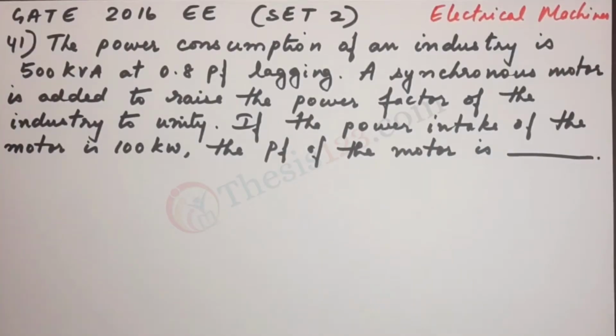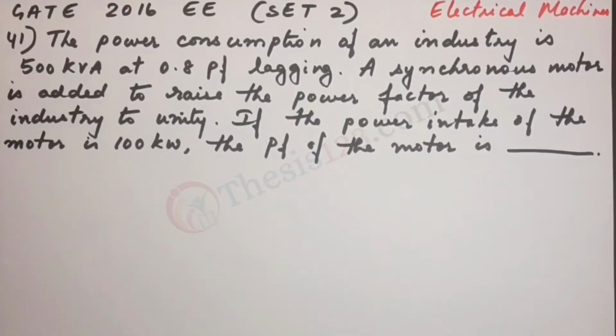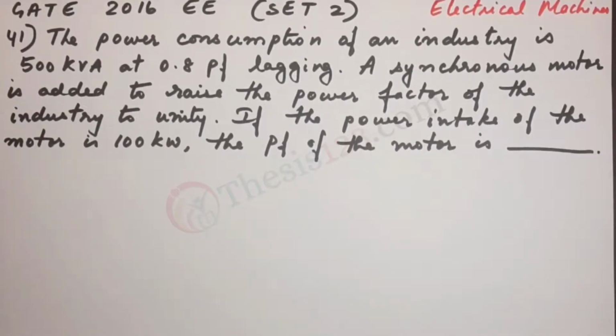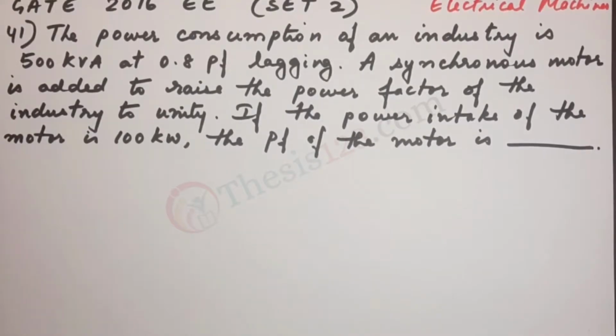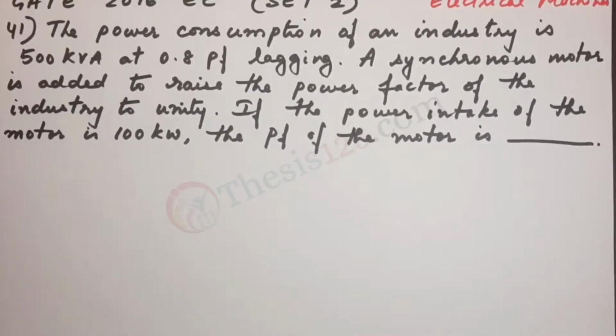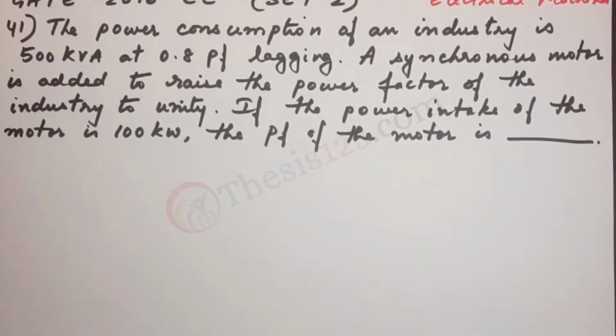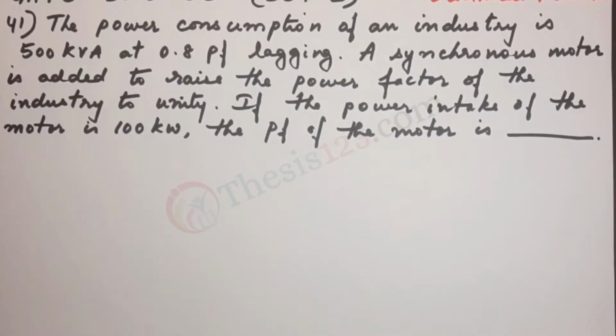Here's the next question, number 41. The power consumption of an industry is 500 kVA at 0.8 power factor lagging. A synchronous motor is added to raise the power factor of the industry to unity. If the power intake of the motor is 100 kilowatts, the power factor of the motor is dash.